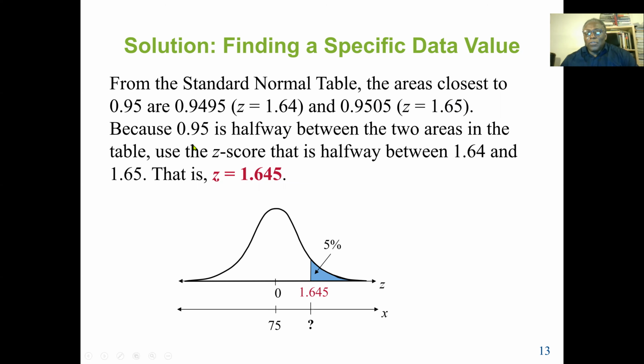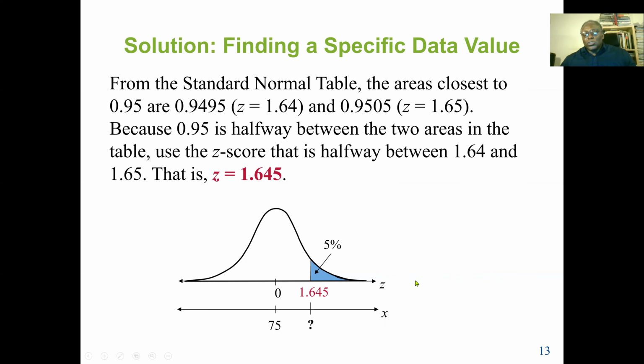Now, because 0.95 is halfway between the two areas in the table, we can use the z-score that is halfway between 1.64 and 1.65, which gives me 1.645. In some textbooks, you may use either 1.64 or 1.65. Here, since the value for 0.95 falls between 0.9495 and 0.9505, we just decided to find the average of the two. So now we know the z-score.